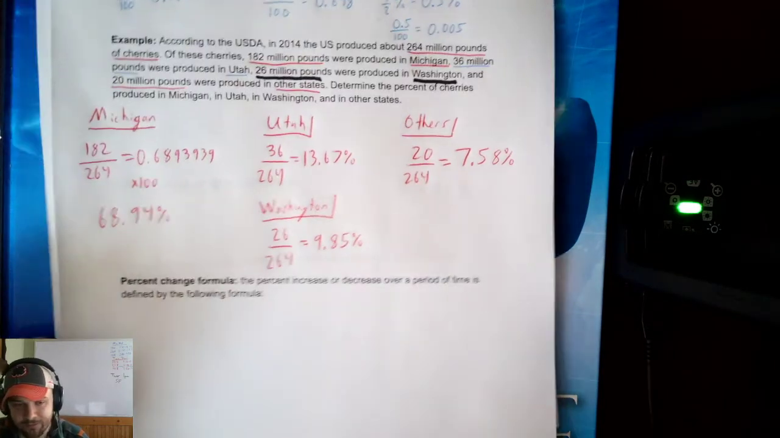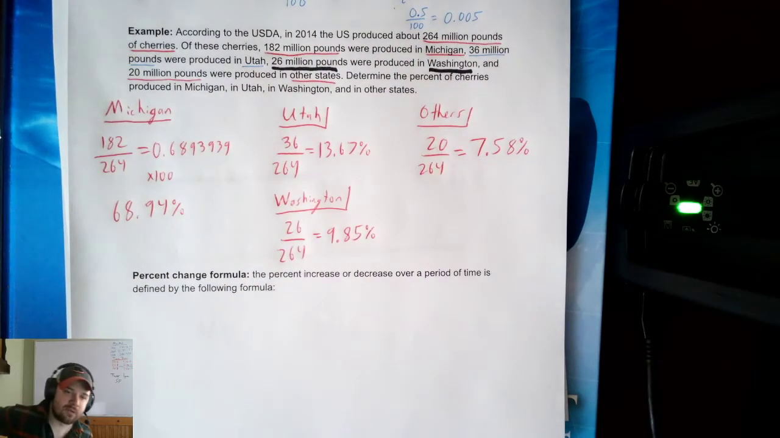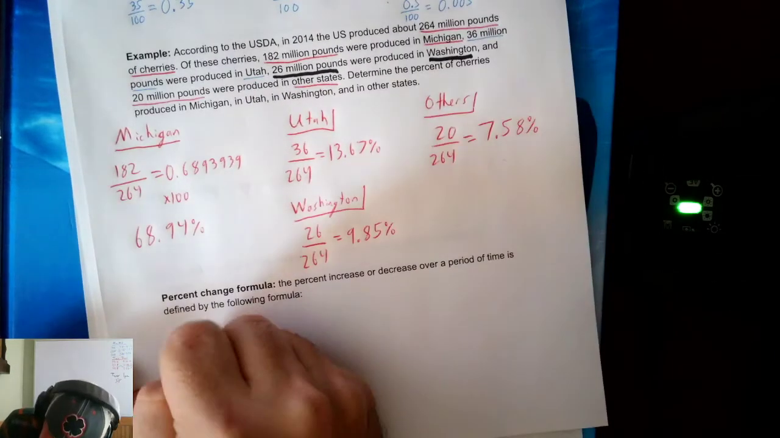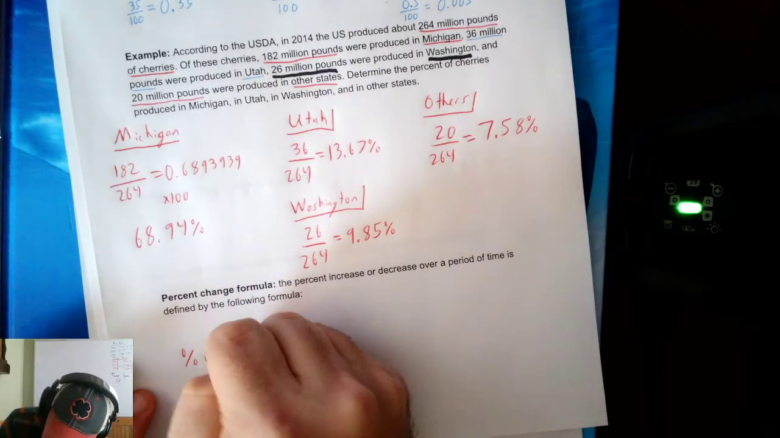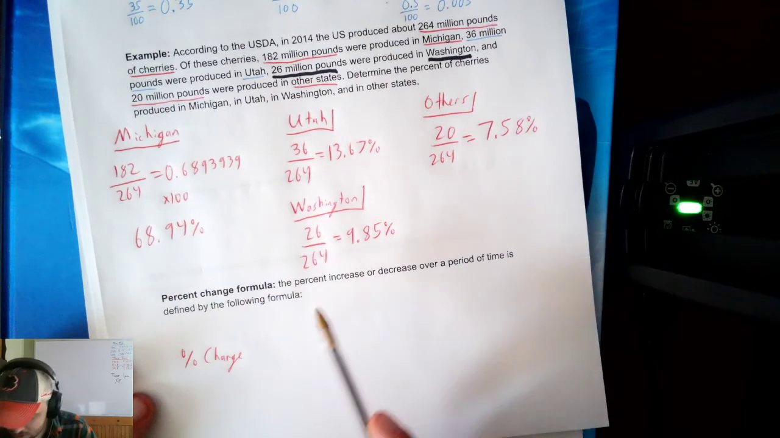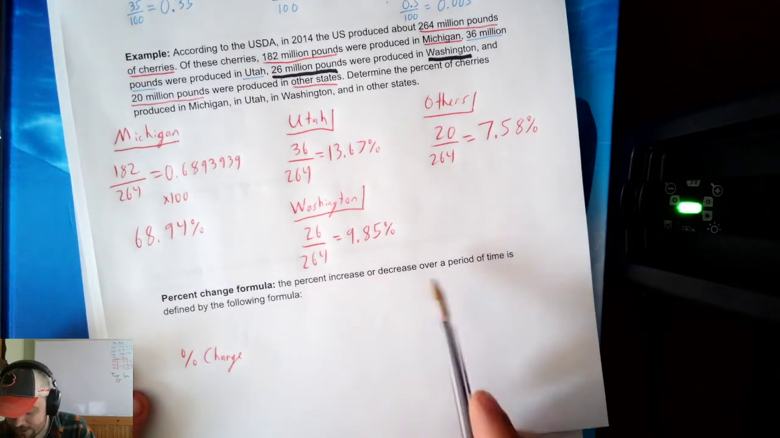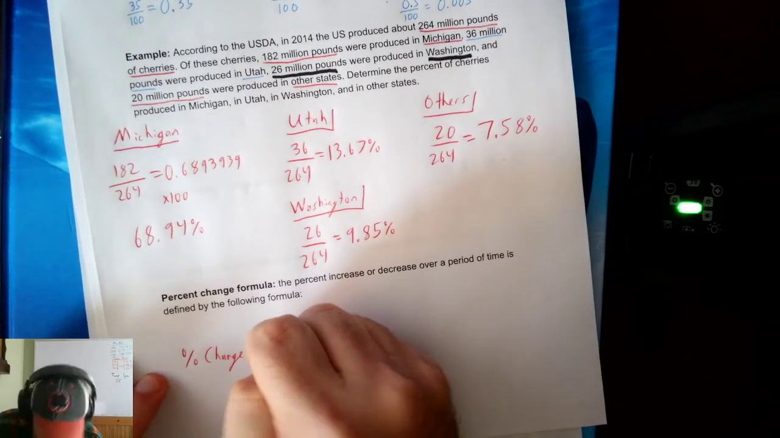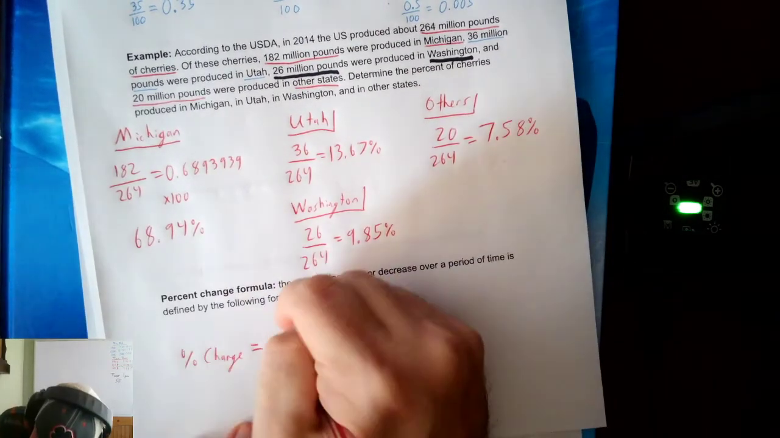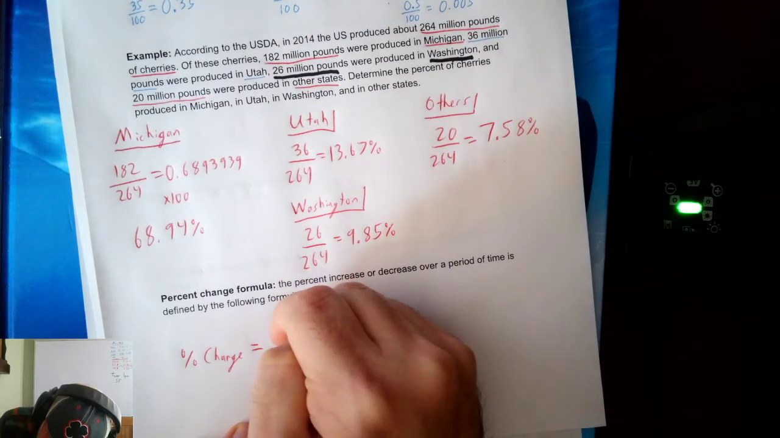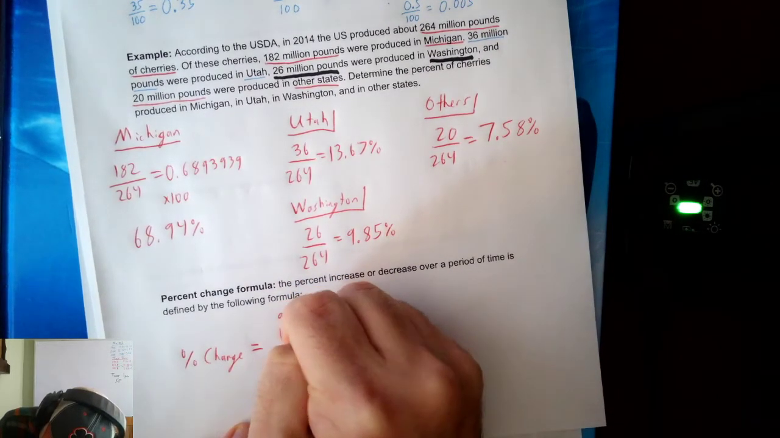Now, let's have a formula. We've seen some examples of percentages. Let's have another formula for an application, and this is the percent change formula. When given a value that changes over time, the percent increase or decrease over a period of time is defined by the following formula. So the percent change is equal to the amount in the latest period.